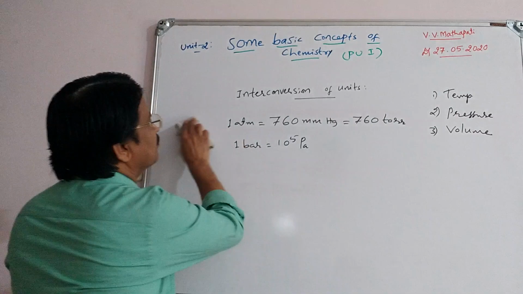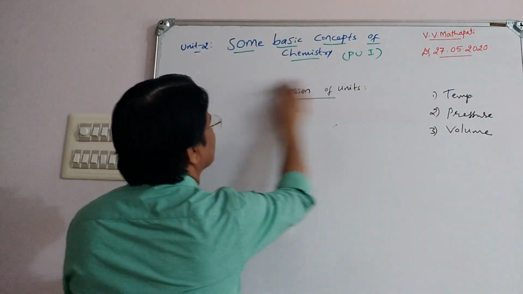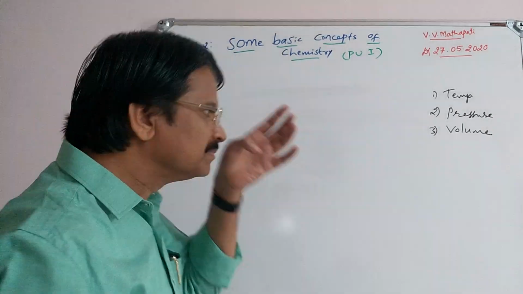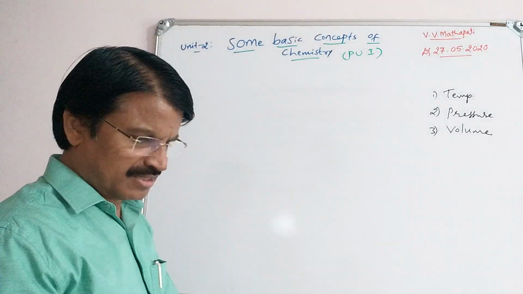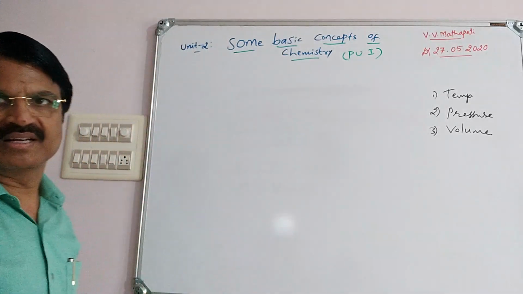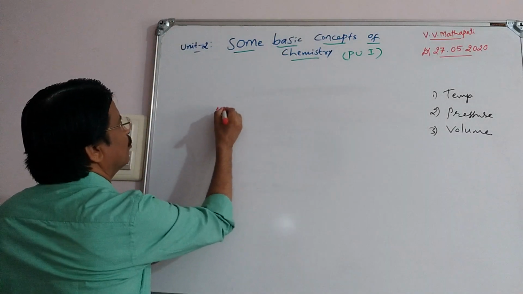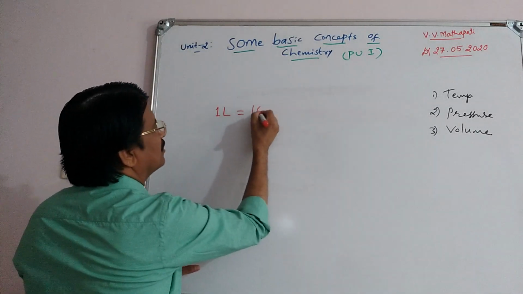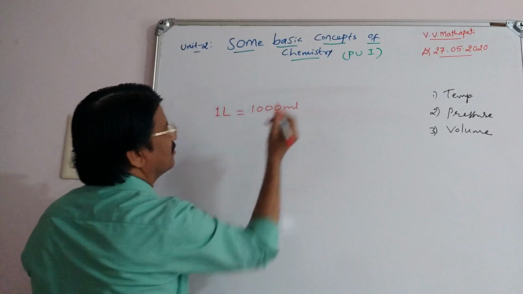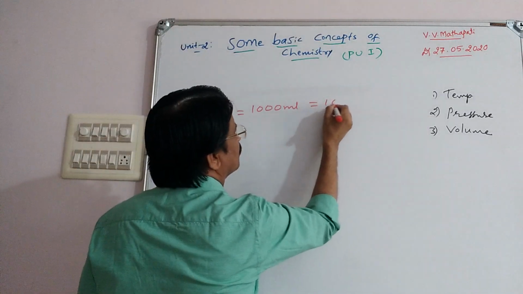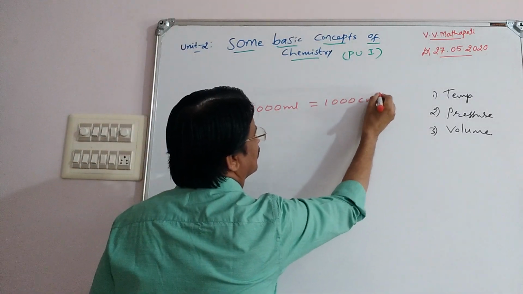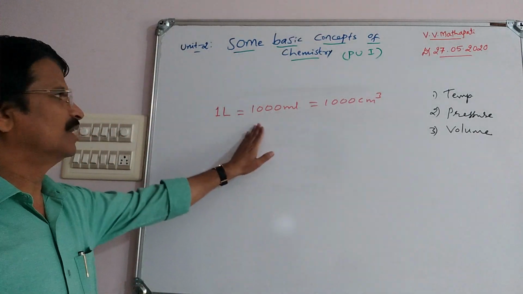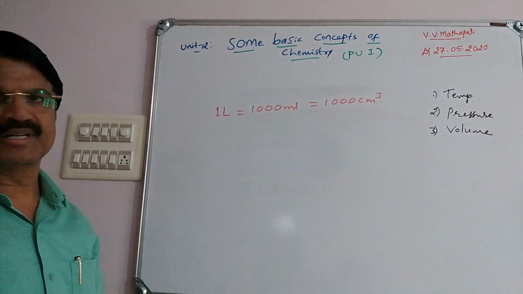Then volume. So consider in terms of liter and centimeter cube. 1 liter equals 1000 ml or 1000 centimeter cube.